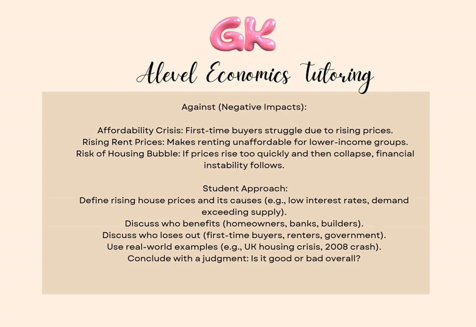Now, here on this slide, it talks about the affordability crisis. Now, this is your strong argument point. Higher prices, deposits increase, mortgages are harder to obtain, reducing home ownership. This leads to increased inequality and intergenerational unfairness. So evaluation for this is that the government schemes are there, Help to Buy, but they can actually increase demand further, worsening the problem. Then we talk about the rising rent prices, making renting unaffordable for lower income groups.